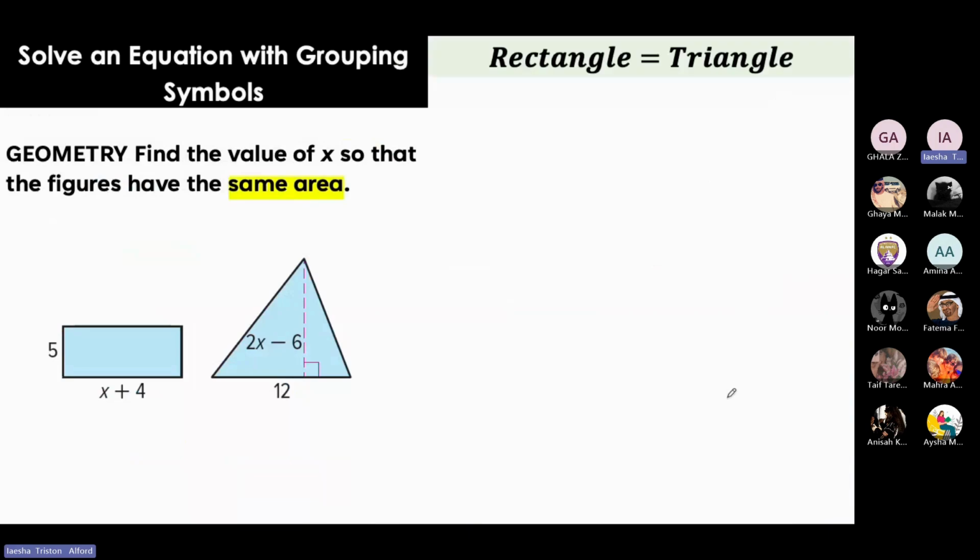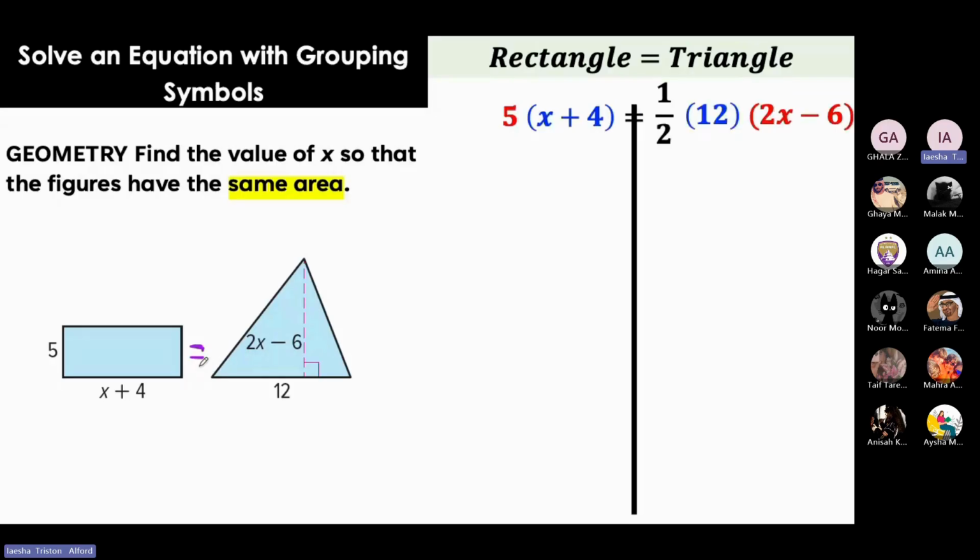Part 2. Okay, we got to solve. We want to make sure that they have the same area. The rectangle and the triangle should be equal in area. So this is the formula for the rectangle's area, and this was the triangle. From here, you know how to solve, right? Yes.